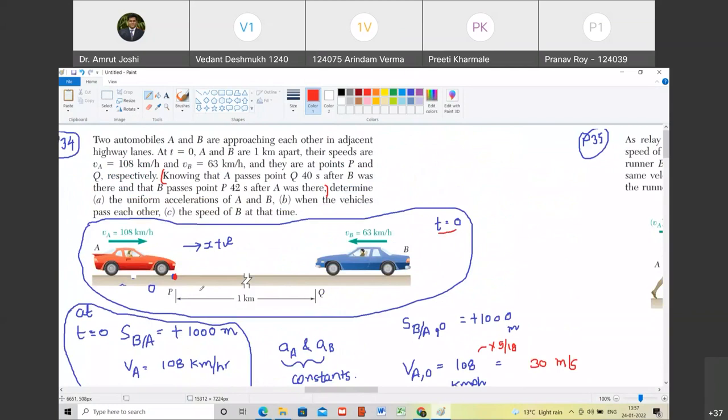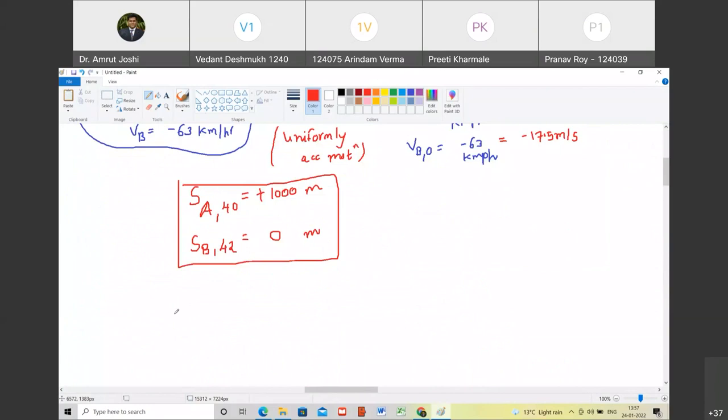So these many data points have been given to us. Now, tell me what has been asked. You have to find the uniform acceleration of car A and car B. So how do I write the change in position of car A from time 0 to 40 seconds? Is this car exhibiting uniform acceleration? This car is experiencing uniform acceleration, you agree? So this must be equal to ut plus half at square. So velocity of car A at time t equal to 0 multiplied by 40, plus half into acceleration of car A into 40 square. Do you agree with me?